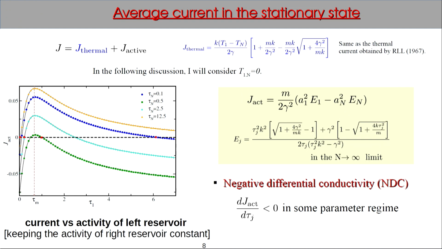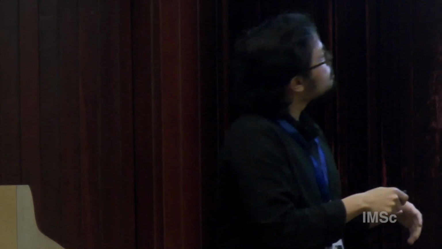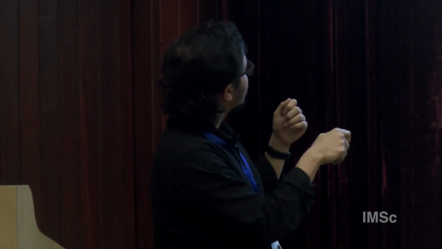So we actually can get an exact expression for the current in the thermodynamic limit of the chain, which is something like this. And this non-monotonic behavior of the current, the x-axis of this is the activity drive. Basically, I fix the activity of one of the reservoirs and I increase the activity of the other. So it's some kind of a tau 1 minus tau n, if you consider it that way. And in this negative difference regime, when it's decreasing, you're increasing the drive and the current is decreasing, which is quite counterintuitive.